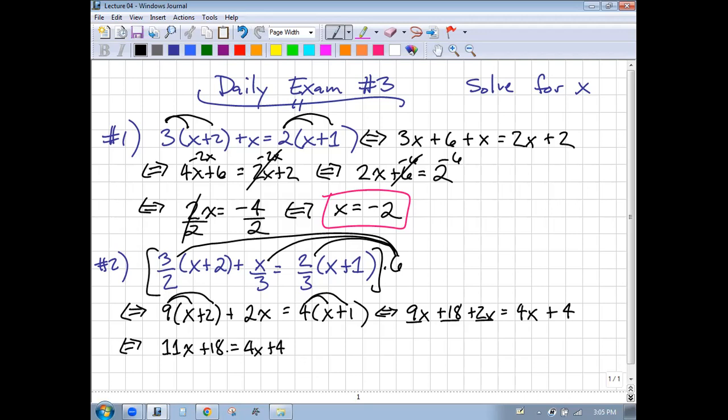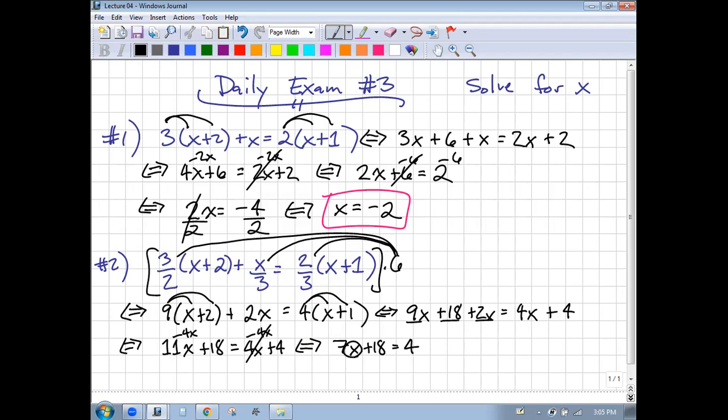All right, so we want to get the x's all together. They're in 2 different spots. So let's subtract 4x from both sides. So that'll go away. 11x minus 4x is 7x. And our 18, and over here we still have a 4.